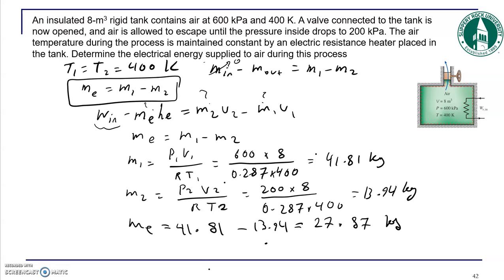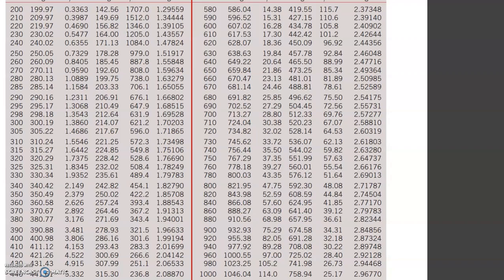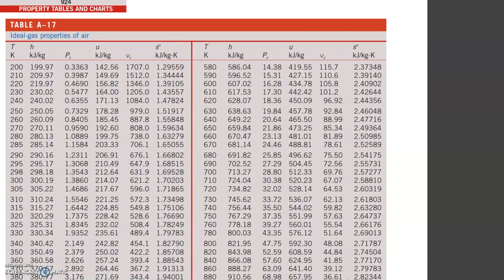Now, let's look at the equation and see what other parameters we need to find the work. So we need to find U1, we need to find U2, and we need to find the enthalpy of the exiting air. How to find these numbers? There is a table inside the book. That's table, let me show you here. That's table A17, and the title is Ideal Gas Properties of Air, right?